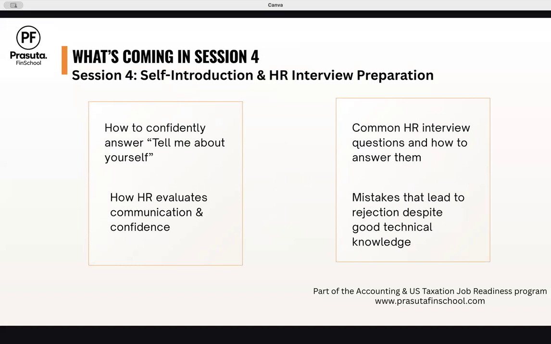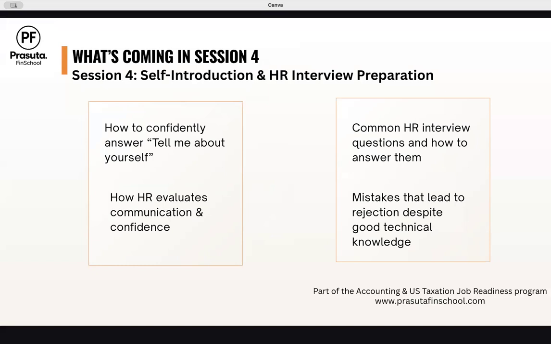What we will be learning is how confidently we can answer "tell me about yourself." Most candidates think this is one of the easiest things to answer in the interview, but most candidates get rejected only because of answering "tell me about yourself" in a wrong way. Most candidates neglect this, and no institution teaches candidates how to present themselves in an interview.